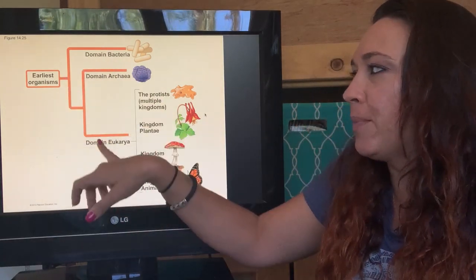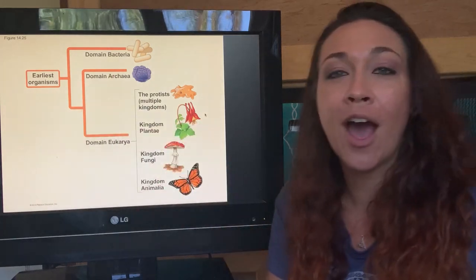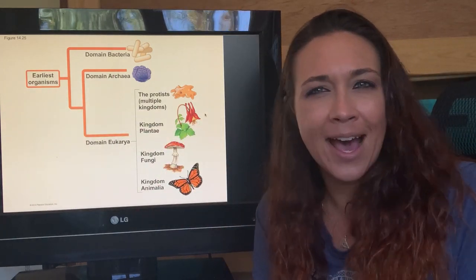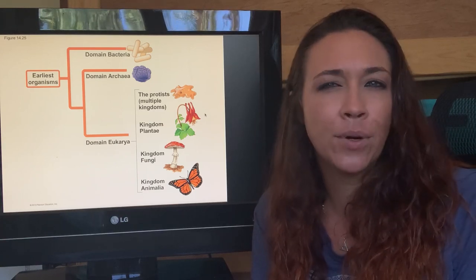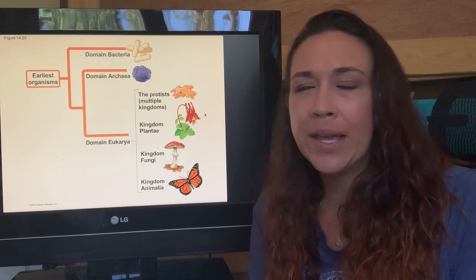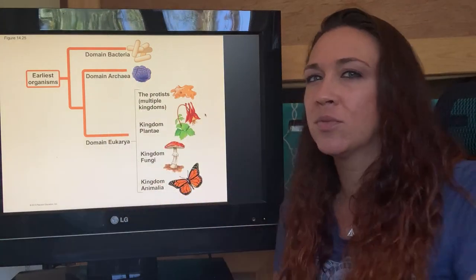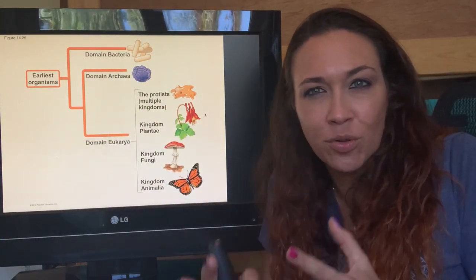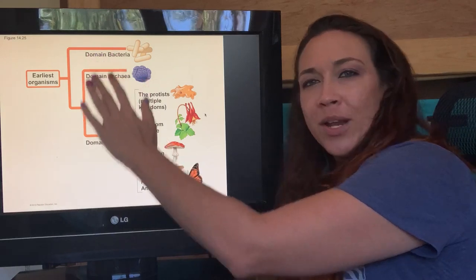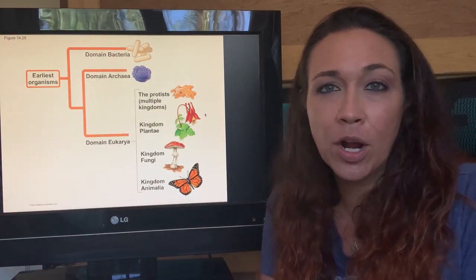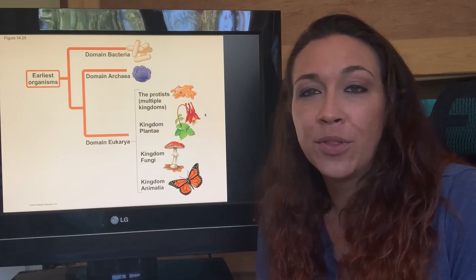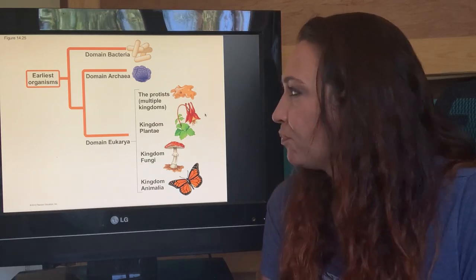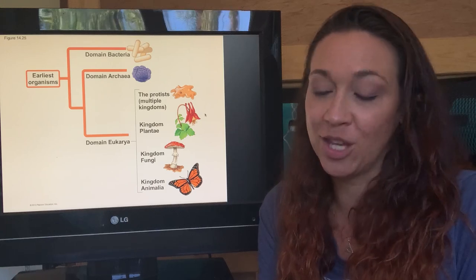Now, right in between the domain bacteria and the domain eukarya is the domain archaea. An archaea has characteristics that a eukarya has, but it also has characteristics that a prokaryote has. So we kind of put them in the middle because they're kind of like a transitional organism. They're not quite here, they're not quite here. So they're kind of their own group. And we're not going to be focusing too much on the archaeans, at least not today. We will in the future when we get to microbes and stuff. But today we're going to be focusing mostly on the eukaryotes.